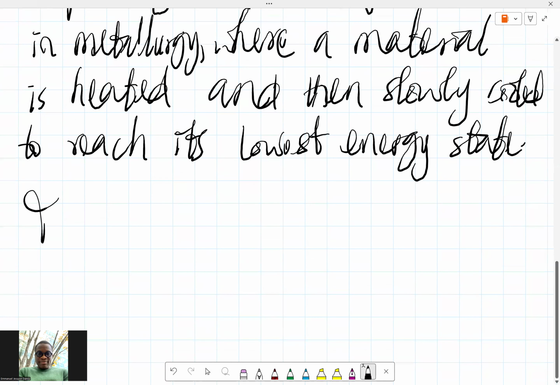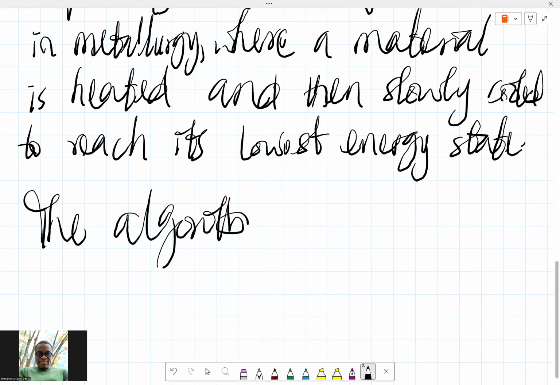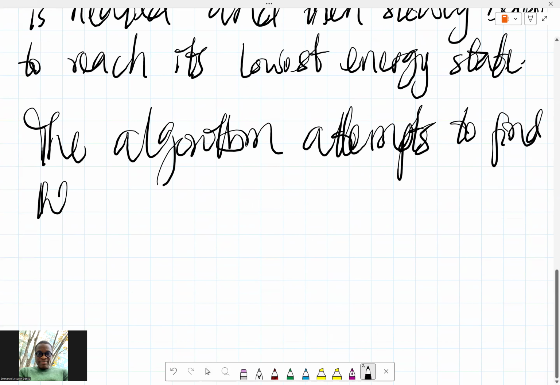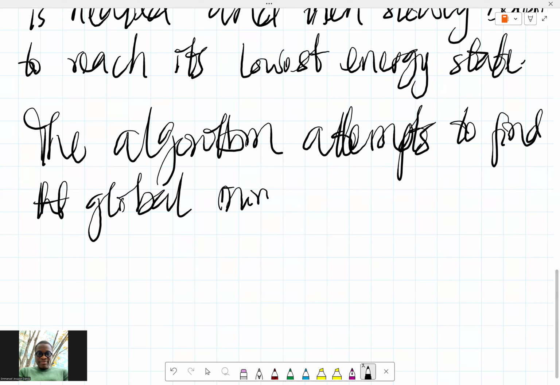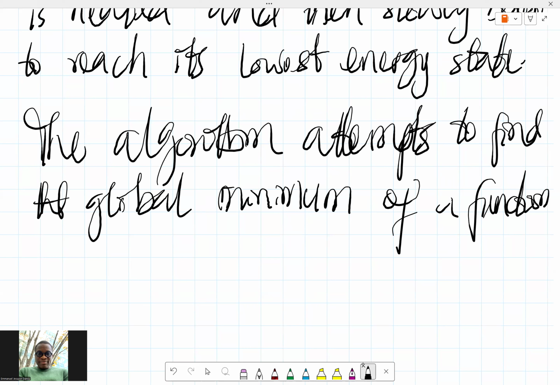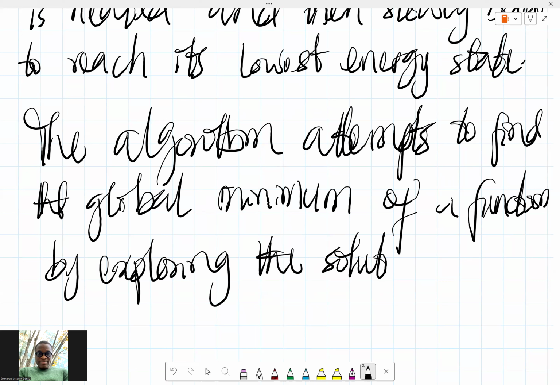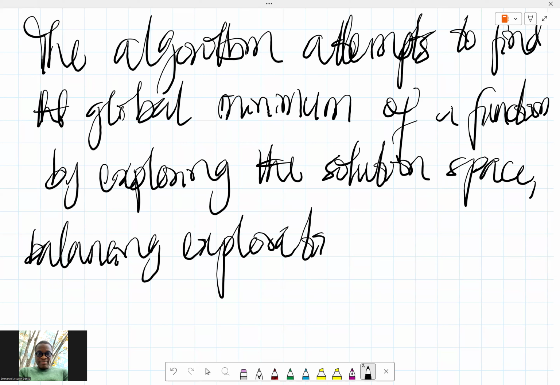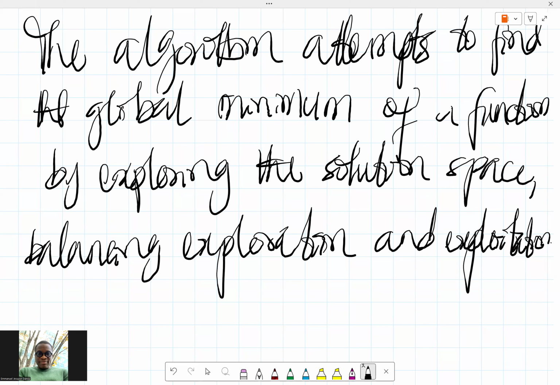So the algorithm attempts to find the global minimum of a function by exploring the solution space, balancing exploration and exploitation. That is the simulated annealing process.